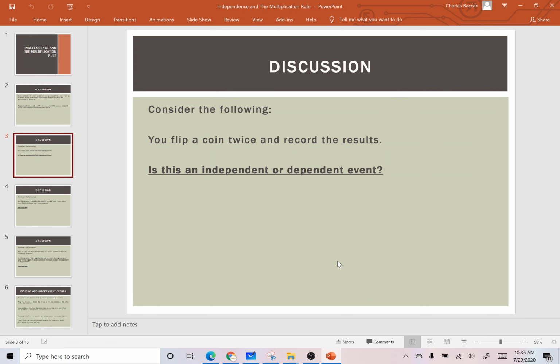Consider the following. You flip a coin and record the results. Is this independent or dependent? Well, the first flip happens. It has no influence on the second flip, so therefore these are independent.